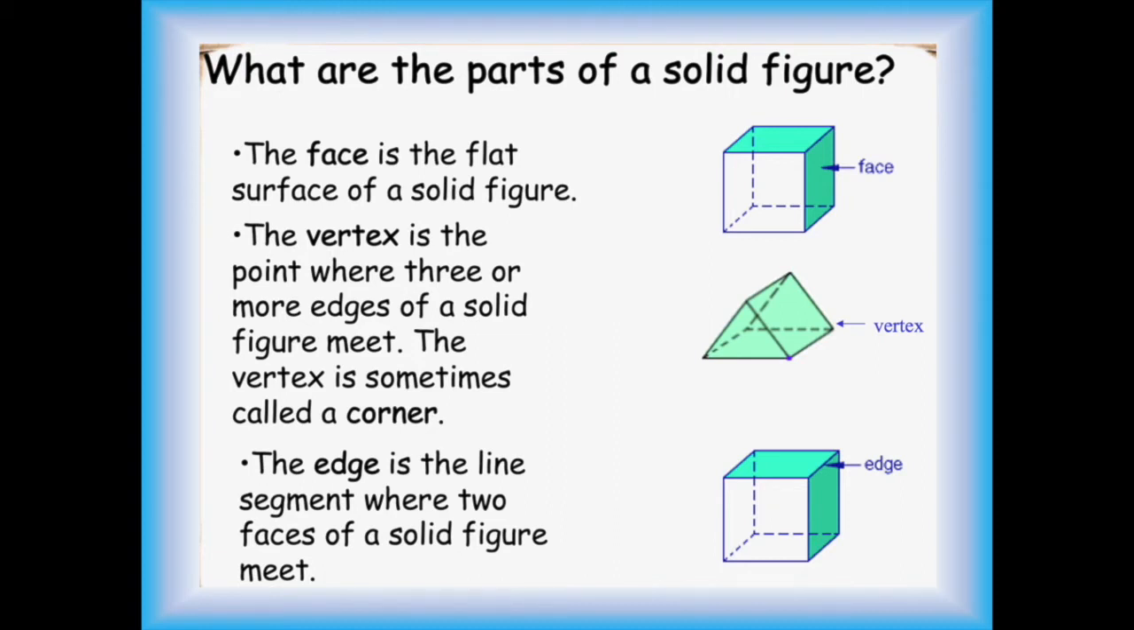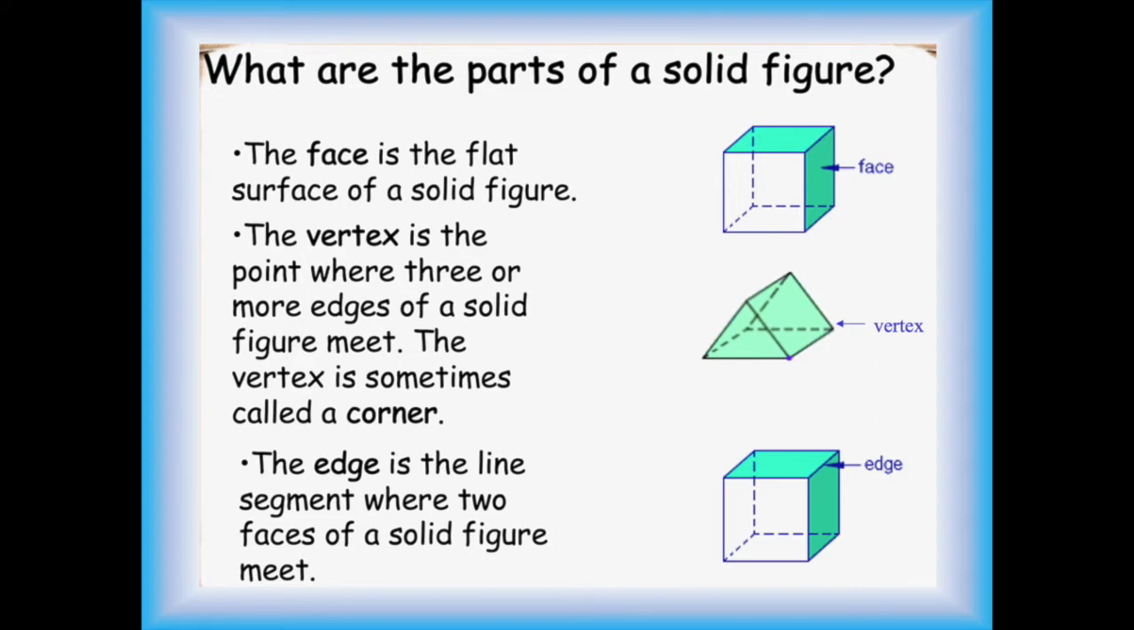The first one is the face. The face is the flat surface of a solid figure. It's what a solid figure could sit on a table without rolling. That's a face. We're going to look more at faces in just a minute. The second one is the vertex. It's the point where 3 or more edges of a solid figure meet. The vertex is sometimes called a corner. Now, when you talk about all of them, the plural for vertex is vertices.